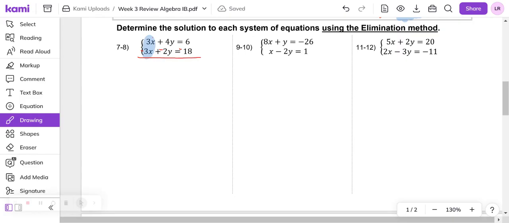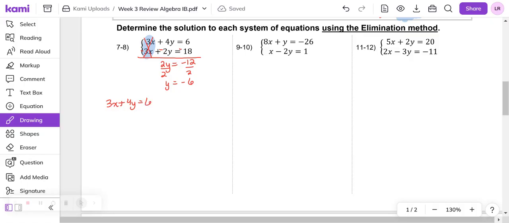And now let's put them together. That's 0. I would get 2y, and 6 minus 18 is negative 12. So, solve that equation, divide both sides by 2, and y is negative 6. Now we want to use that answer to figure out our x. So choose one of the two equations. It's your choice. I like this top one, so I'm going to use that one.